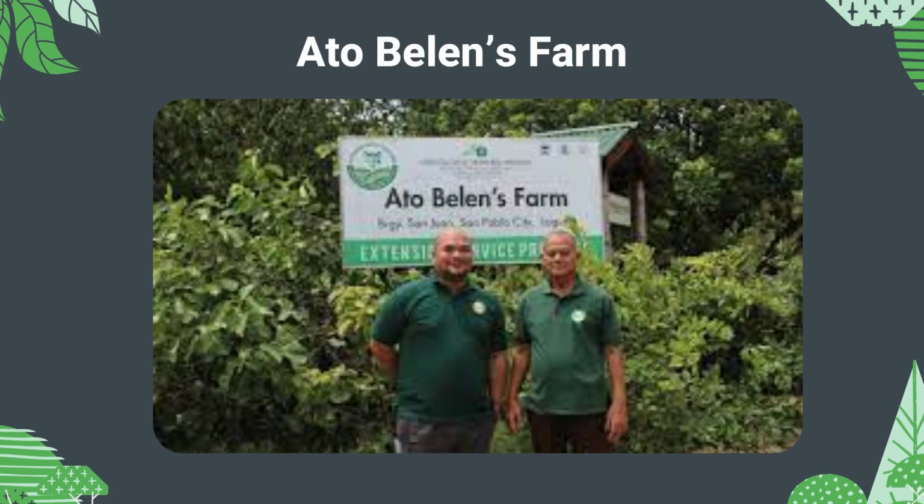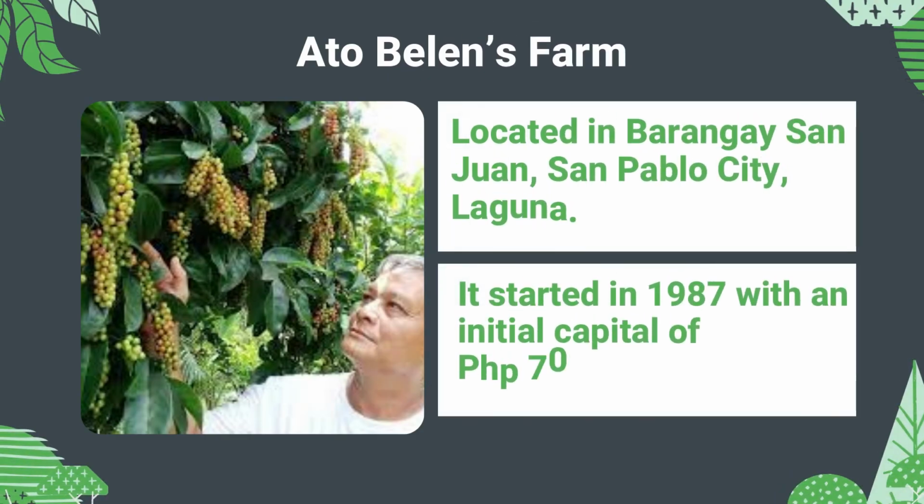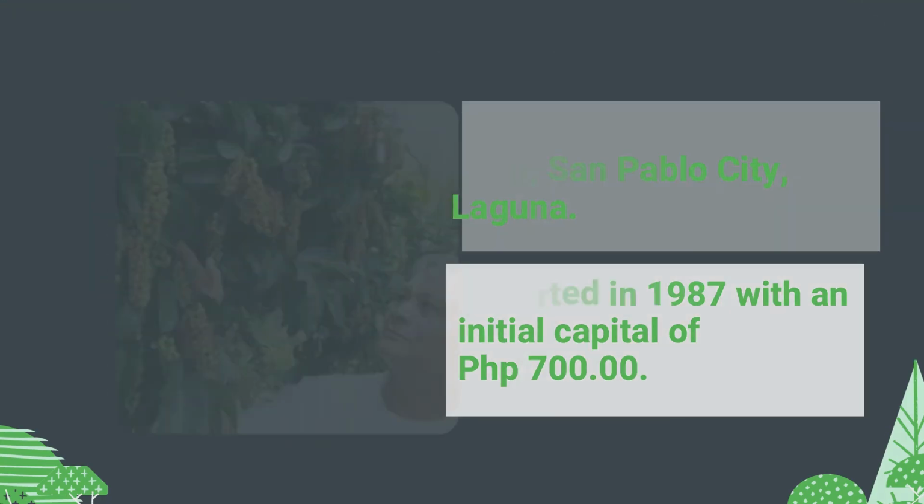Next is Ato Belen's Farm. Ato Belen's Farm is located in Barangay San Juan, San Pablo City, Laguna. It started in 1987 with an initial capital of 700 pesos.